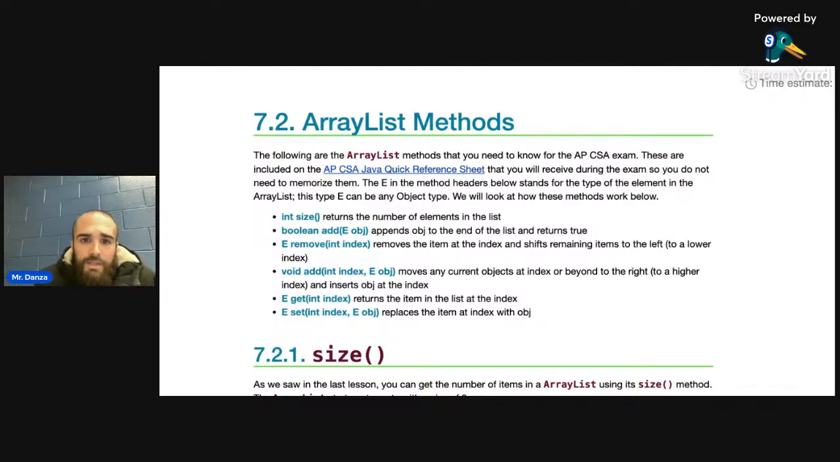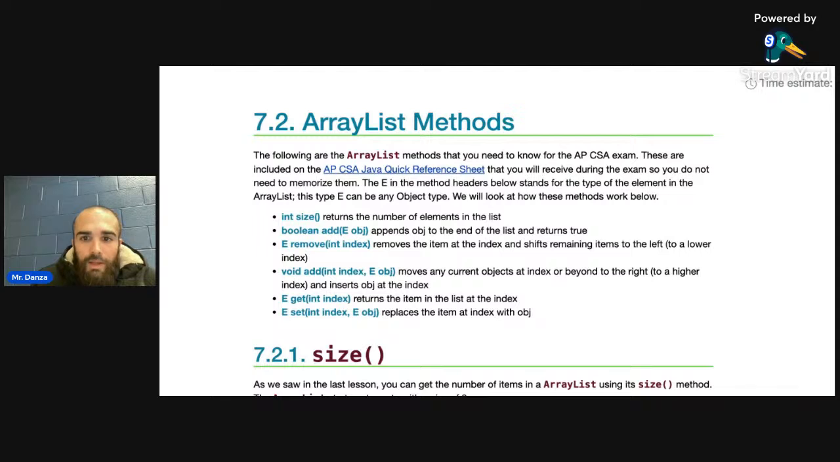It says these are included on the APCSA Java quick reference sheet that you will receive during the exam. So you don't need to memorize them. That's good to know. But for anything you don't need to memorize, you need to know how to use it, right? If you have a periodic table in front of you and you don't know how to use it, that's still a problem. It says the E, whenever you see E in the method headers, stands for the type of the element in the array list. This type E can be any object type.